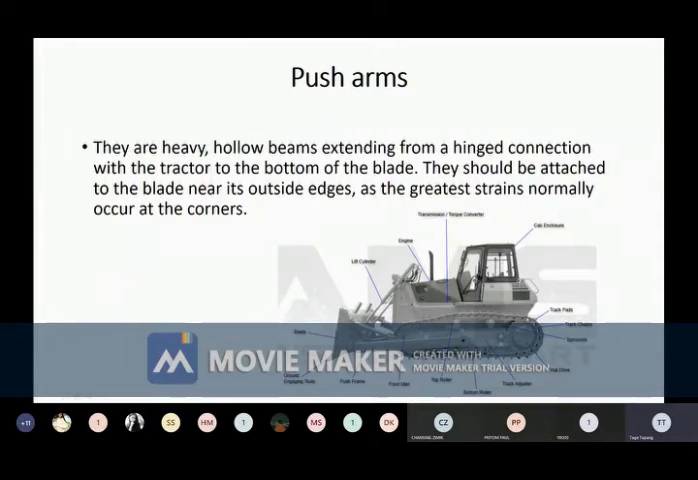So this portion inside this, they are heavy hollow beams extending from a hinged connection with the tractor to the bottom of the blade. They should be attached to the blade near its outer edges, as the greatest distance normally occurs at the corners. You see, they are attached on the outer edge, not towards the center, so that it can provide resistance and support whenever we are pushing the dozer or whenever we are working on the work site. All right.